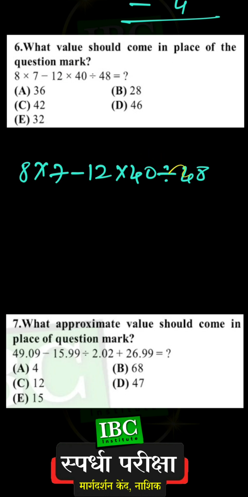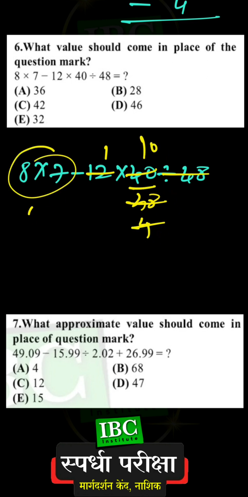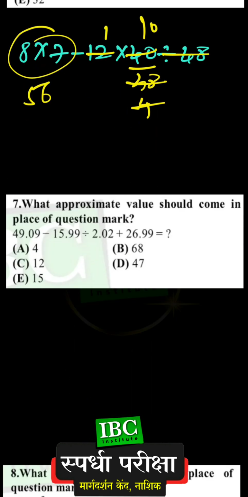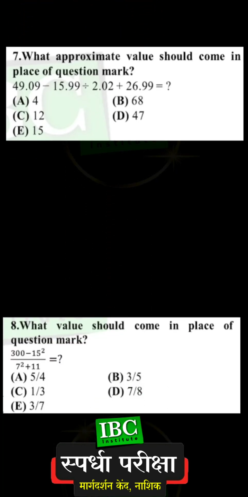Here division is the first priority. 48 comes here, and you can divide: 12 4s are 48, and 4 10s are 40. 8 7s are 56, minus 10, so 56 minus 10 is 46. It is a very easy example, but you have to know the basic rule of BODMAS to calculate the values.